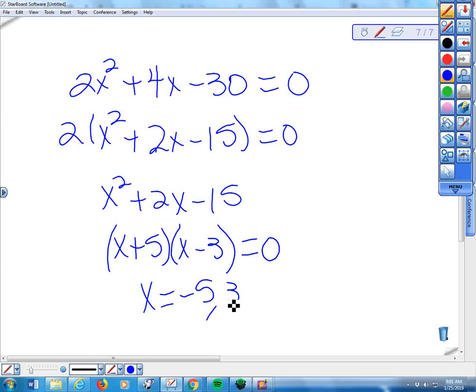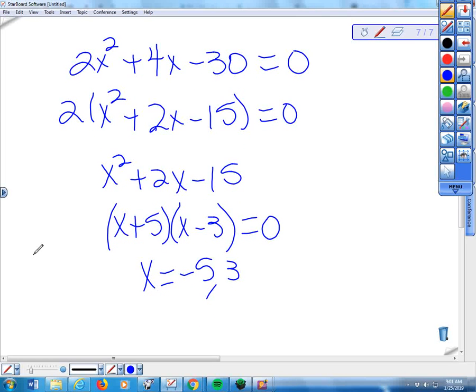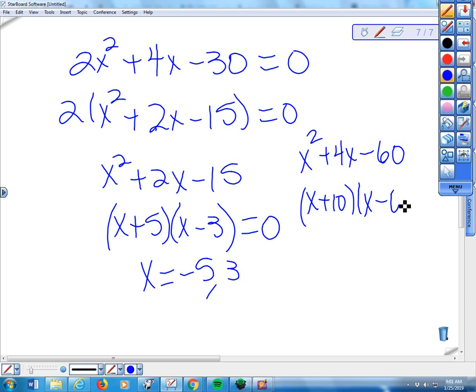Can you still put the bottoms up? Yeah. So bottoms up, 2 times negative 30. So I have x squared plus 4x minus 60. Factors of 60 that equal 4, x plus 10, x minus 6, divided by 2, x plus 5, x minus 3. Same thing.